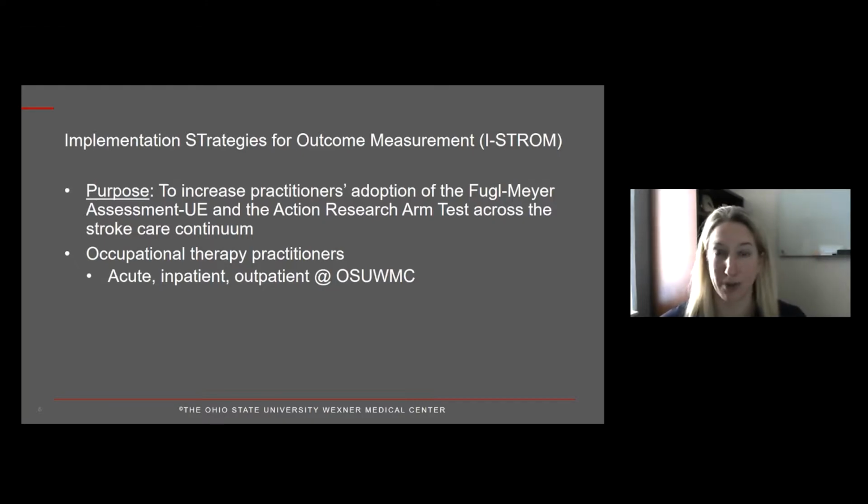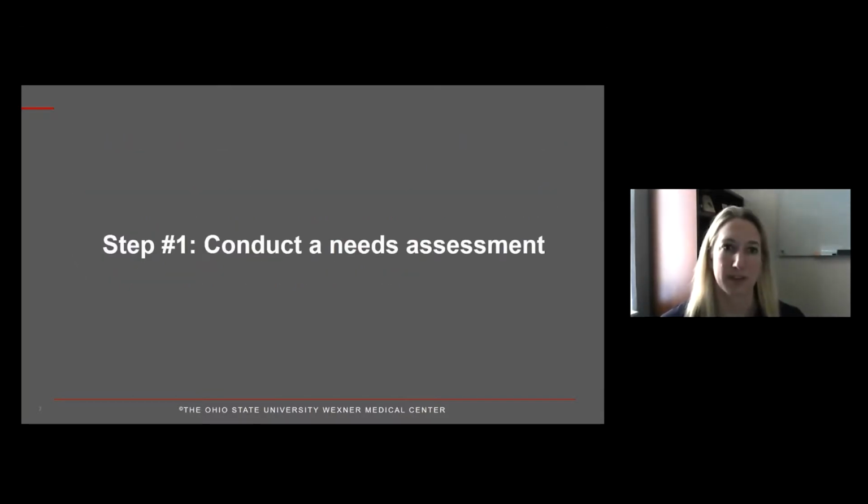But to do so, we had to think through the needs of our practitioners, and based on those needs, develop what we call implementation strategies. So that would be the methods, approaches, or techniques to help support an individual's or a group's use or uptake of an evidence-based practice. In this case, that practice would be the Fugl-Meyer and the Action Research Arm Test. So step one of this project was to conduct a needs assessment and really get to the heart of what was impeding or preventing practitioners from using these two assessments on more of a routine basis. And you can conduct a needs assessment in the implementation science field through multiple different mechanisms.